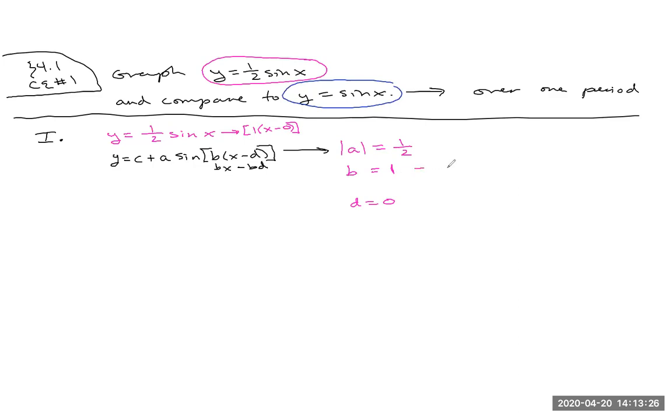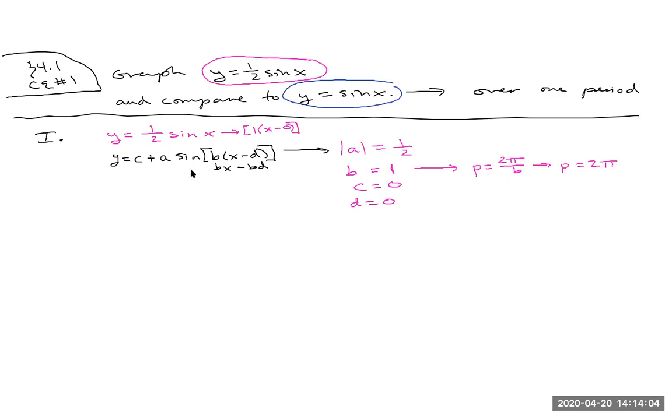From b, you can actually go ahead and find your period. The period is going to be 2 pi over b. And in this case, that means the period is 2 pi over 1. So it's just 2 pi. And then the c value, it's whatever's added to your trig function, the sine function. You don't see anything added in front of the 1/2, and you don't see anything added after the x part. So c is going to be 0. Okay, so that's the first part.